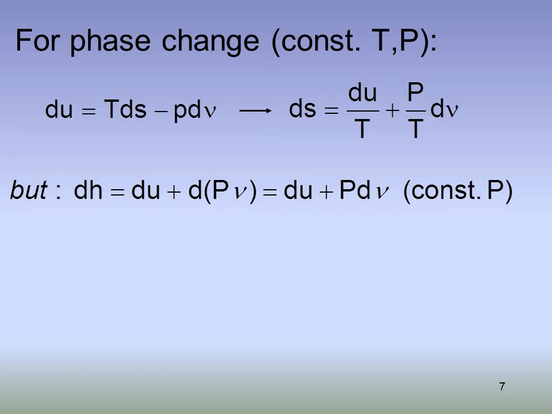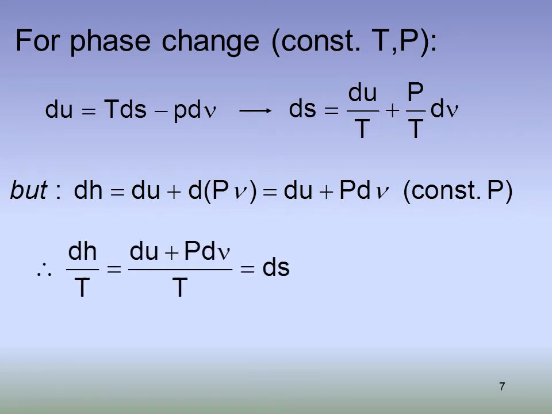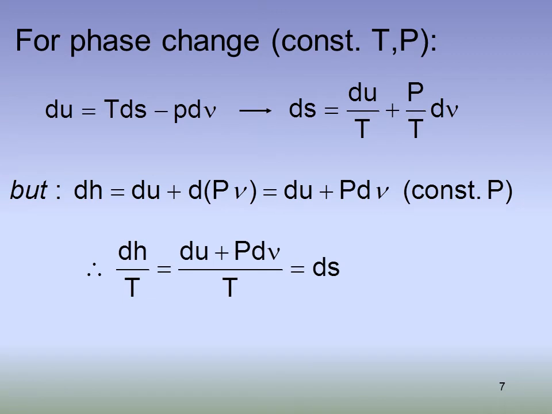But dH equals dU plus d of PV, because recall H is defined as U plus PV. So dH equals dU plus P dV if it's occurring at constant P. Hence dH over T is equal to dU plus P dV over T, and that's equal to dS. So dS is simply dH over T, or delta S of vaporization is equal to delta H of vaporization over T.